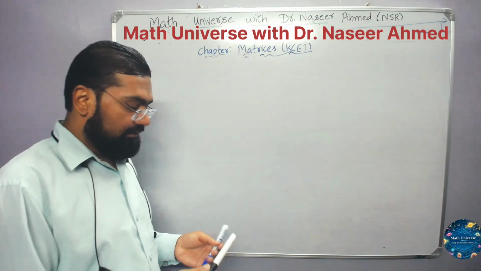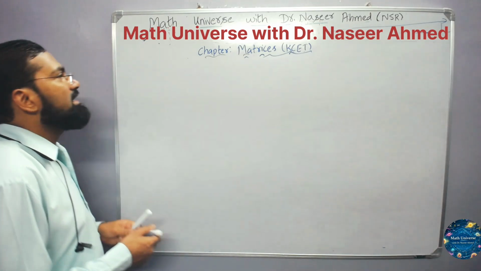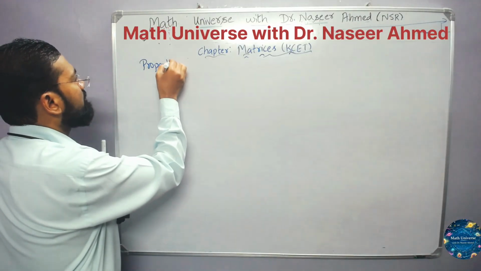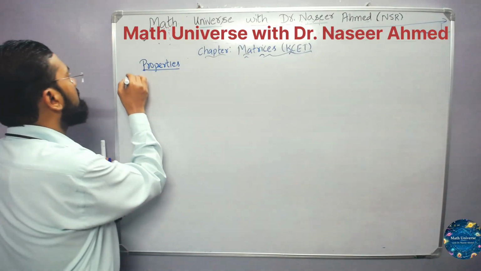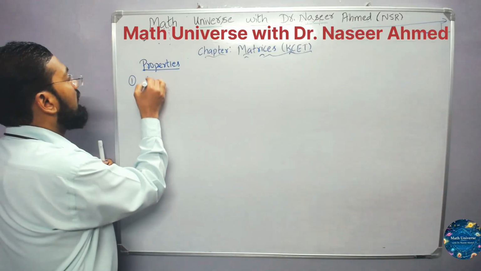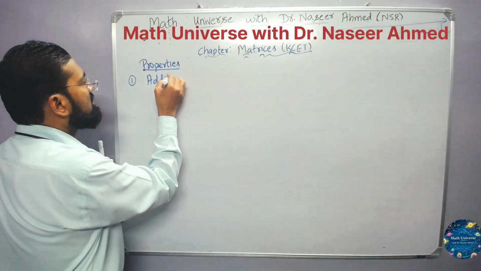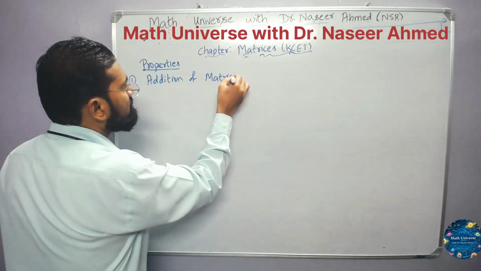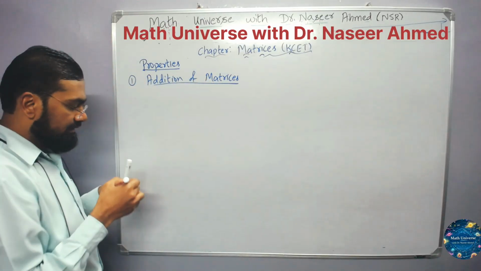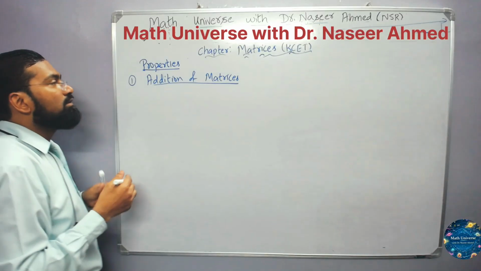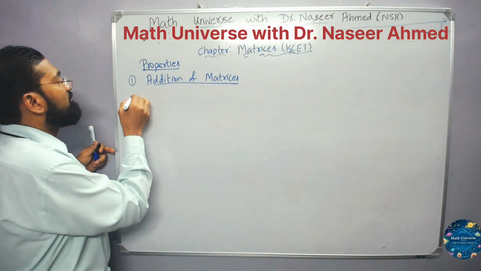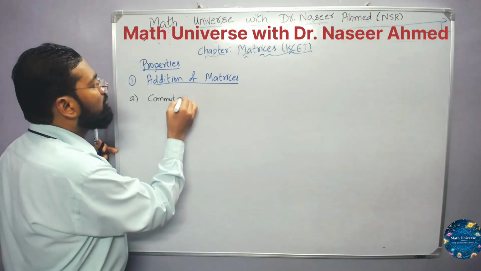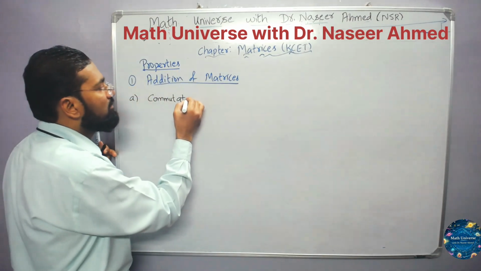Okay. Dear students, now let us move on to properties. So now, first coming to the properties under addition of two matrices. Addition of matrices. See, coming to the addition, first one is commutative. I don't want the commutative property again. I give the heading properties, so we're talking about properties only.